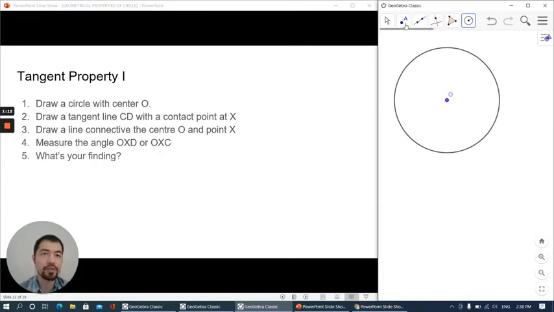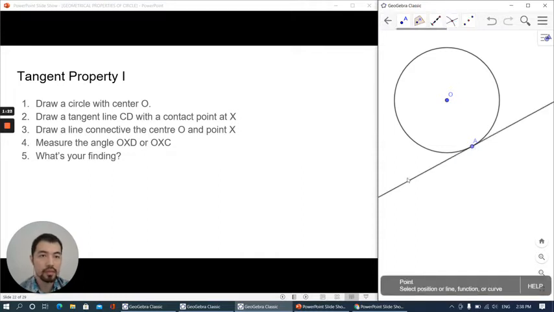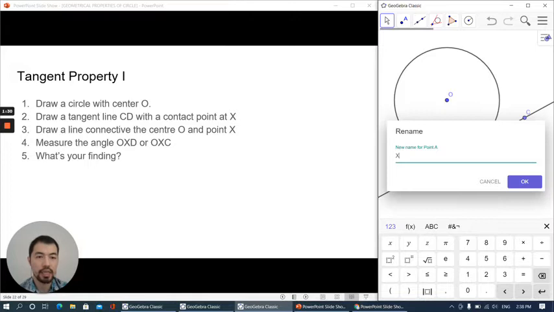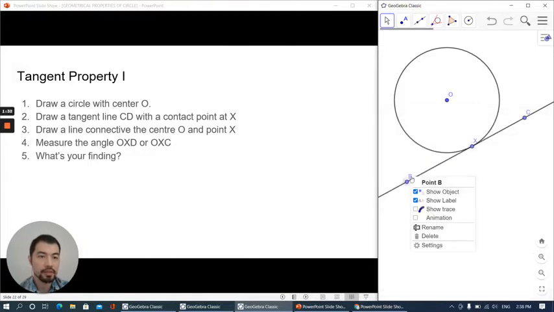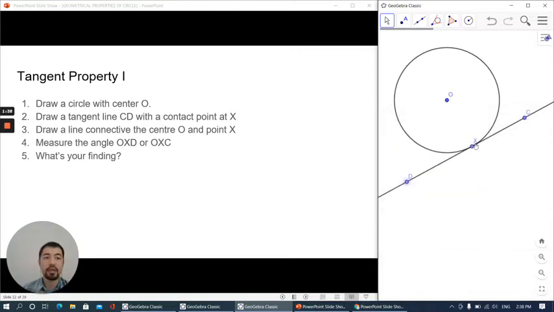So I'm going to draw a tangent line at X, and this is my X. Is everyone done with this? Everyone has drawn this circle and line touching at a point X.